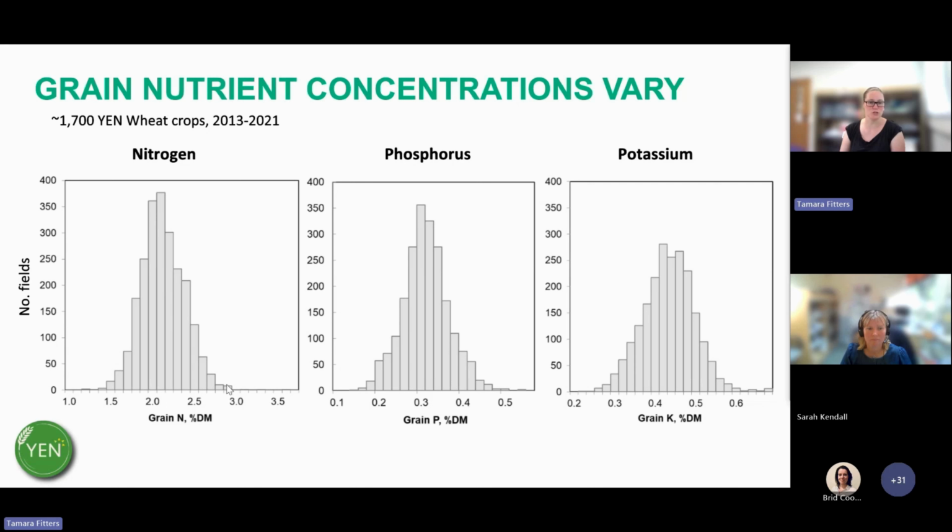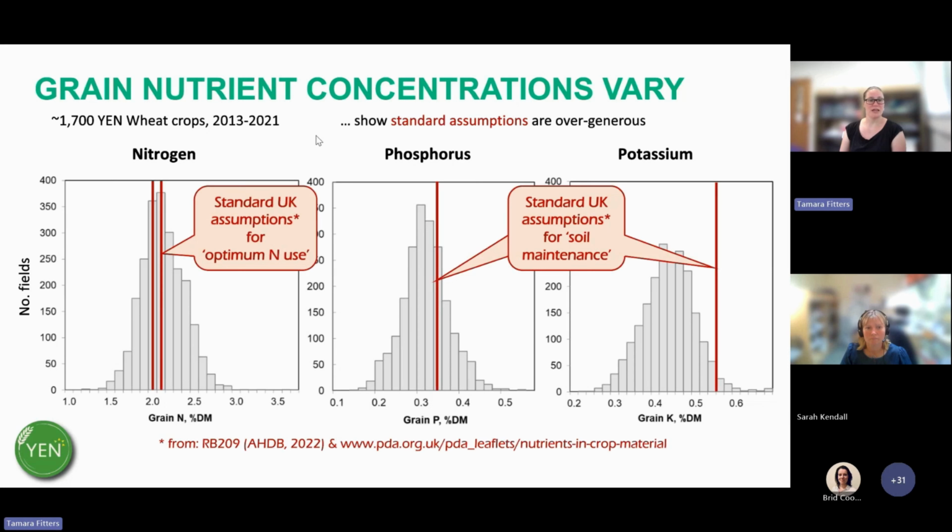nitrogen of 2.7, 2.8. But when we look at the values that RB209 gives, it gives all these standard assumptions. So it makes the assumption that your nitrogen offtake is sort of here. And the same for the phosphorus, it's roughly here. And for the potassium, it's claiming it's here. And what we can see is for the nitrogen, it's fairly in the middle. It's fairly on the average sort of numbers that we see there. So this is where our data peaks, based on 1,700 different wheat crops.